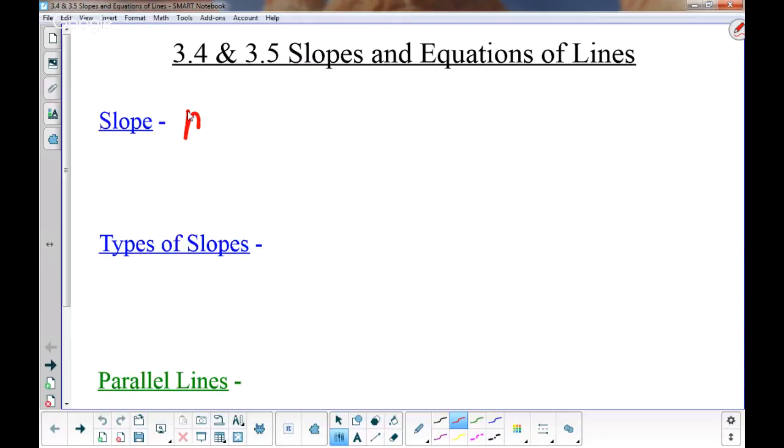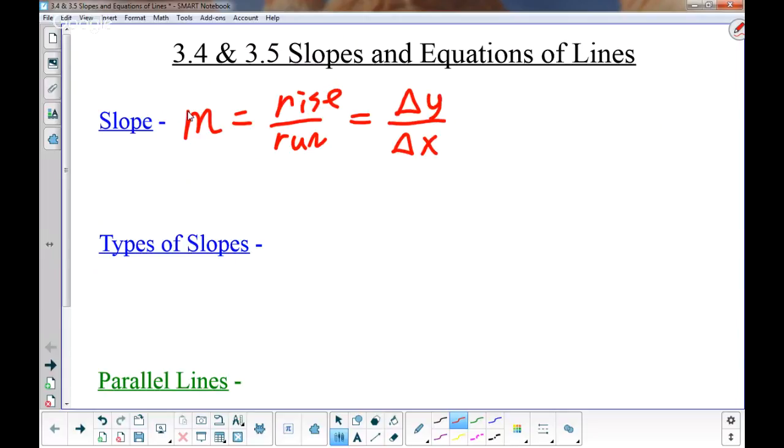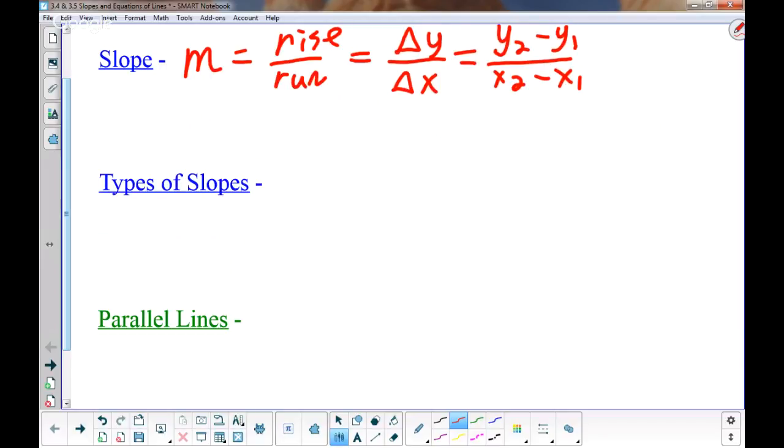Slope, also represented by the letter m. Remember, that is our rise over our run, or if you like it symbolically, change in y over change in x. That's what the little triangle symbol is. That's delta, change in y over change in x. And we use our formula of y2 minus y1 over x2 minus x1. All right. So rate of change, all those good things that go with this, that's what we're going to use for slope. All right. And if you remember, there are four types of slopes.